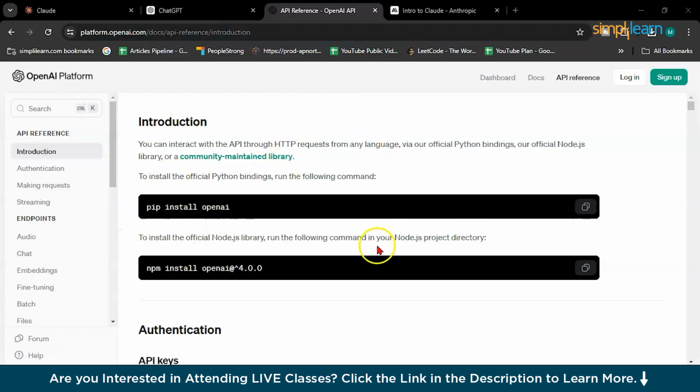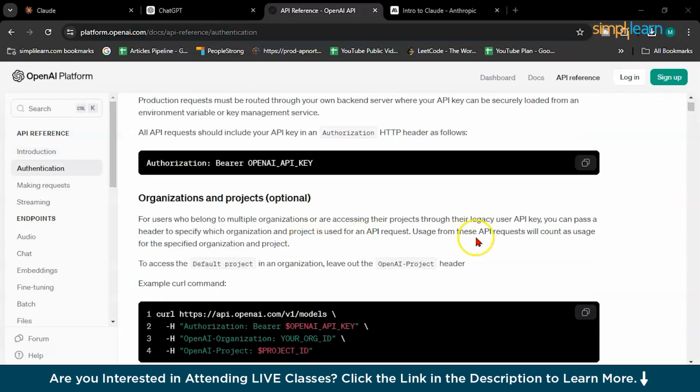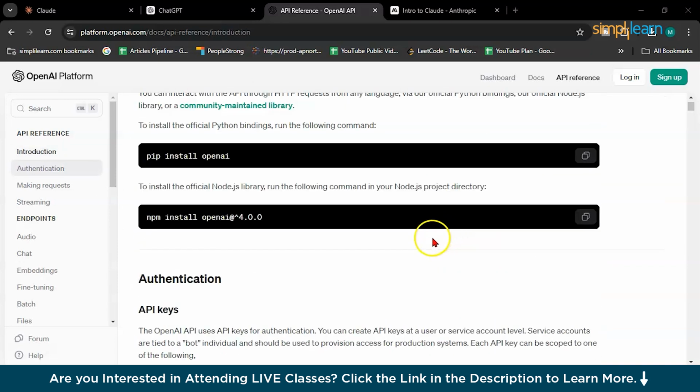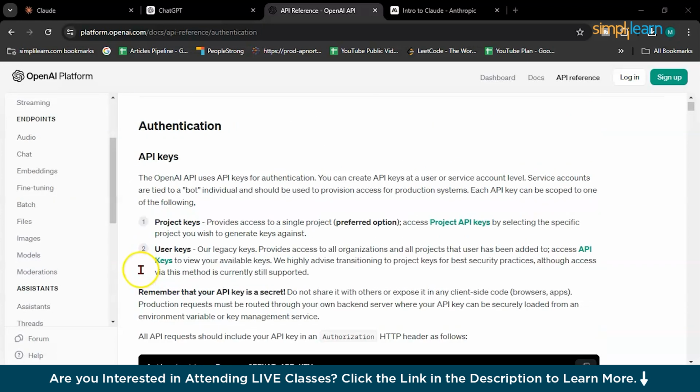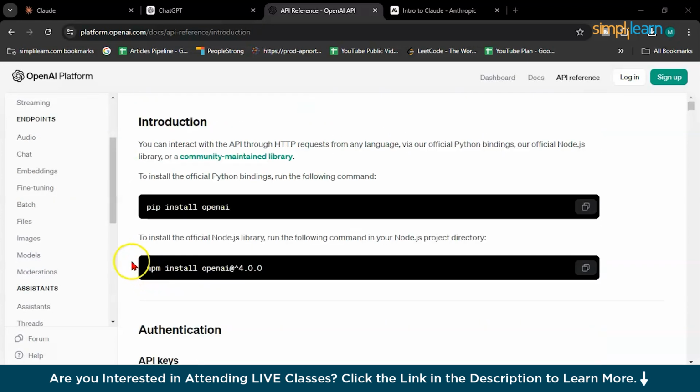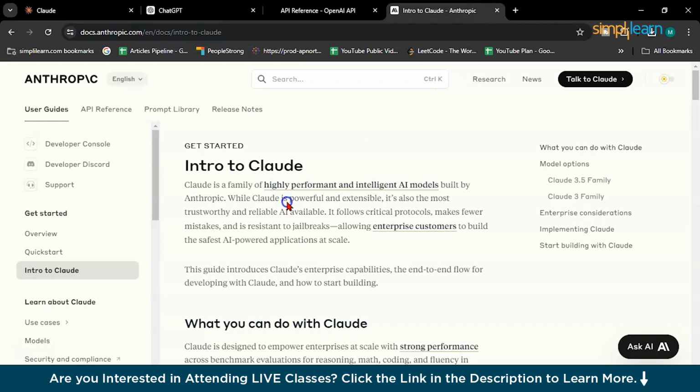So this is the OpenAI platform. Here you can read about the ChatGPT APIs. This is the original documentation of ChatGPT-4. And here you can see Anthropic. So Claude is developed by the Anthropic company.